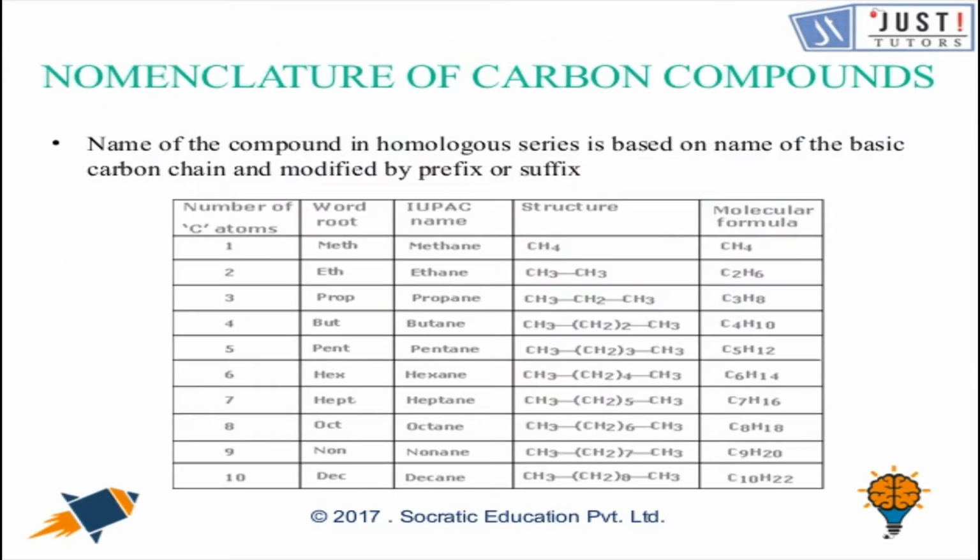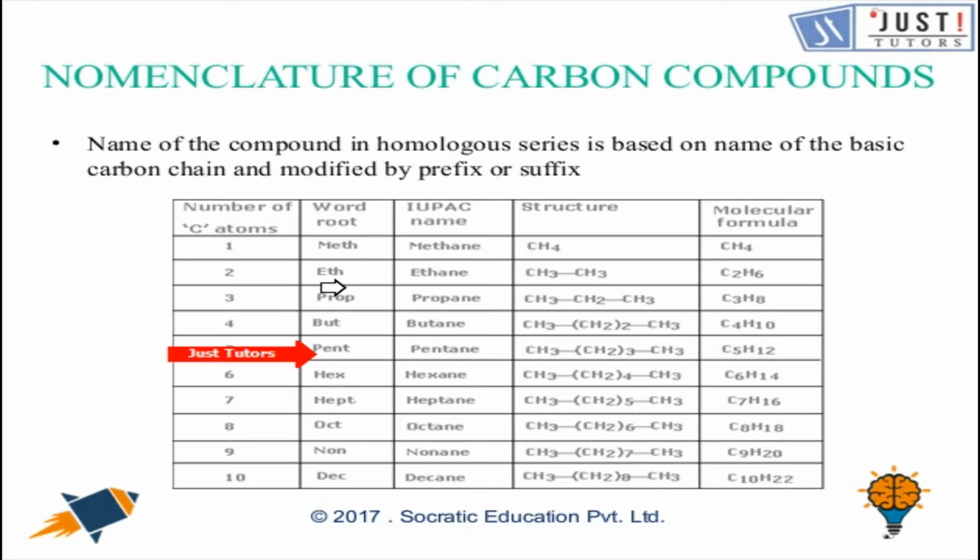Now, how can we give names to carbon compounds? The name of a carbon compound in the homologous series is based on the name of the basic carbon chain and the suffix or prefix which comes from the functional group present there. Let's talk about the carbon chain first. If we have one carbon atom, we use meth. If we have two, eth. For three, prop. For four, but. For five, pent. So for alkanes, that would be methane, ethane, propane, butane, pentane, like that.